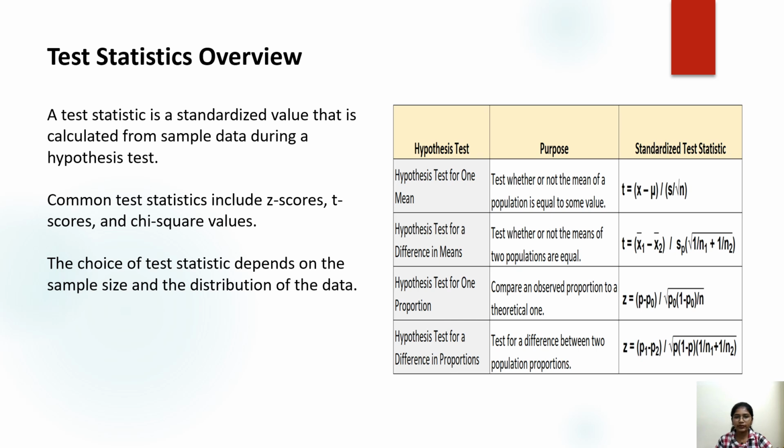Test statistics overview. A test statistic is a standardized value that is calculated from sample data during a hypothesis test. Common test statistics include z-score, t-score, and chi-square values. The choice of test statistic depends on the sample size and the distribution of the data.